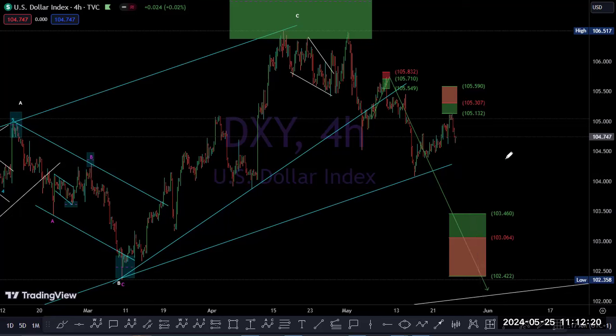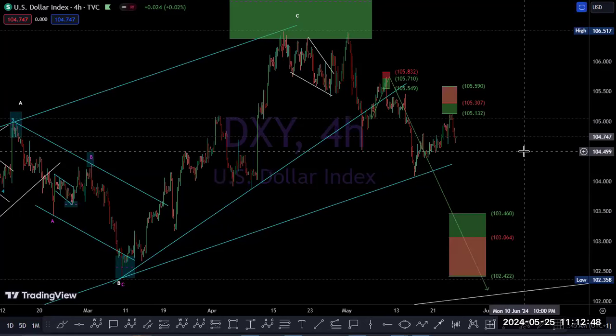So I don't want to label it now until I'm sure of what it is doing. Another possibility is that this can be an A, B, C, then W, then this is X. Then we can get another A, B, C as Y. Then it will go up. So both of these are possible. That's why I don't want to label it now until it is fully formed.